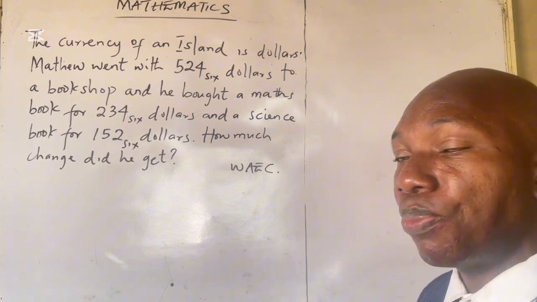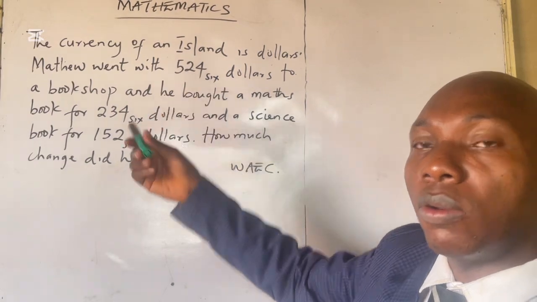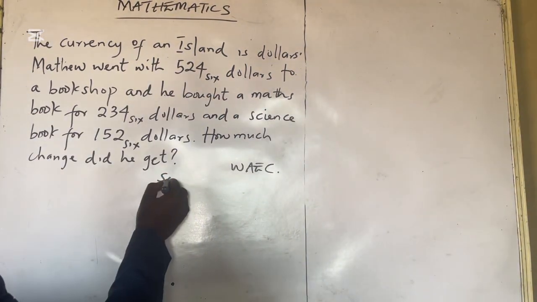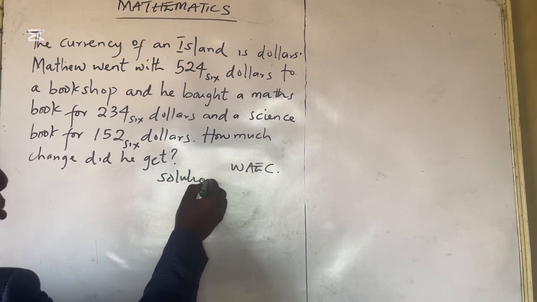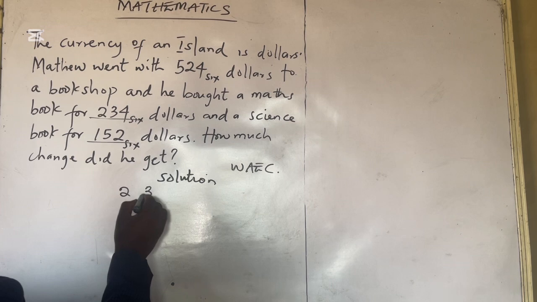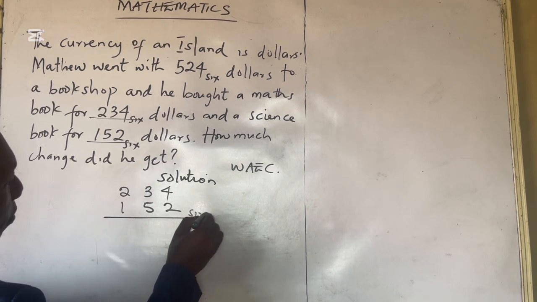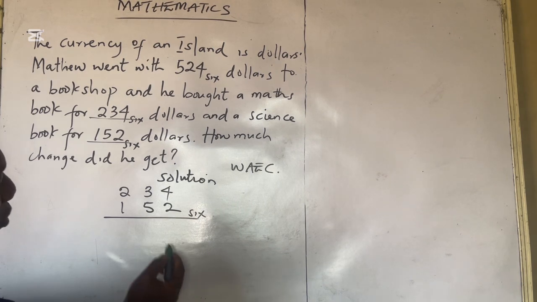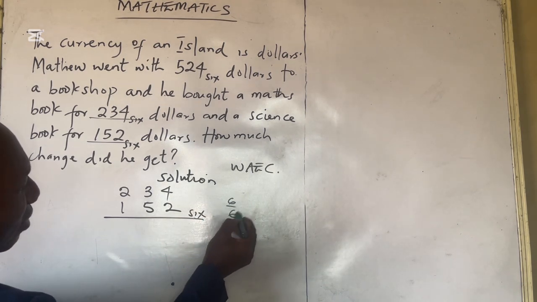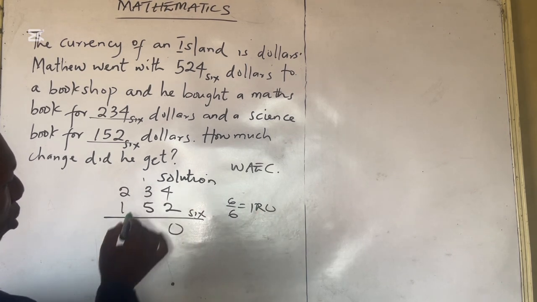So let's add them. When we add them, we take it from $524. So let's add these and these. We have 234 and 152 in base 6. 4 plus 2 is 6. We can't write 6 here because we are working with base 6. So we have 6 over 6, that's 1 remainder 0. So 0, you carry 1.